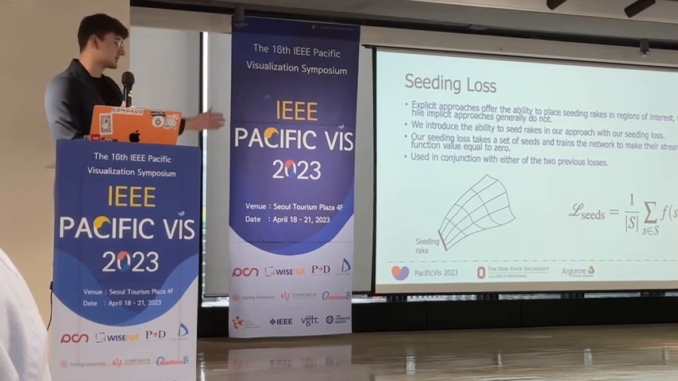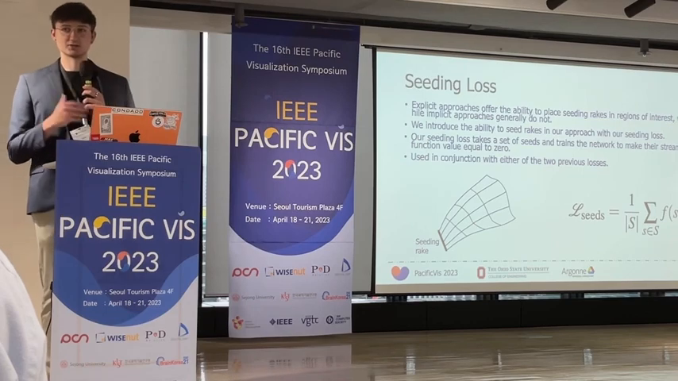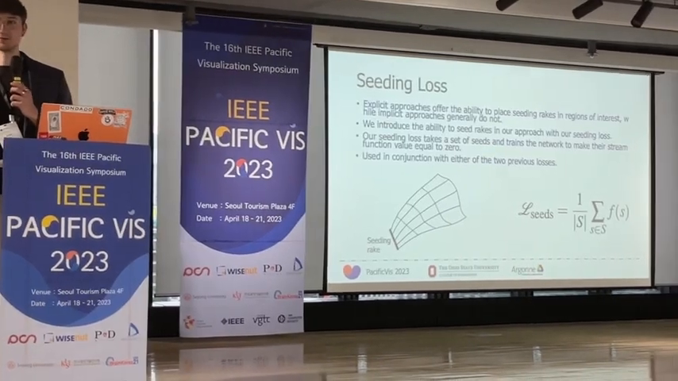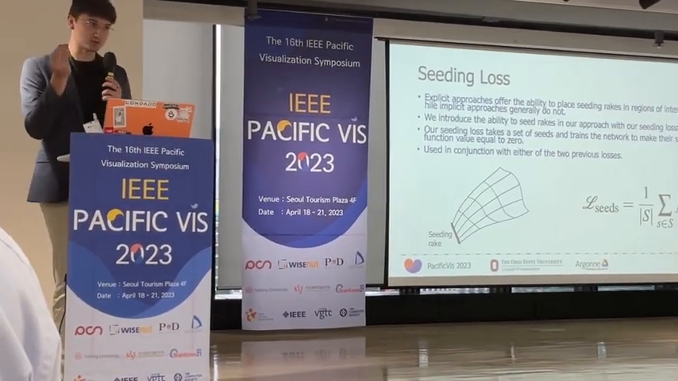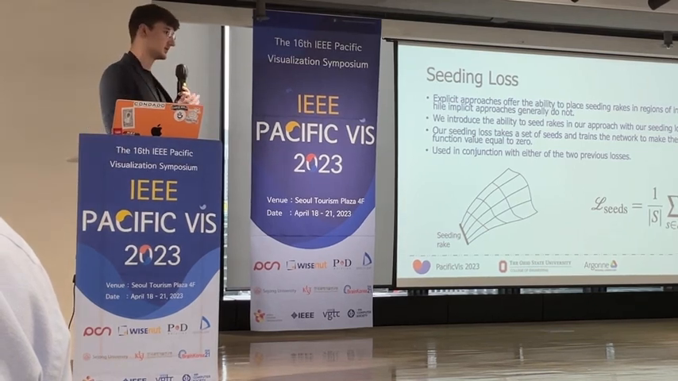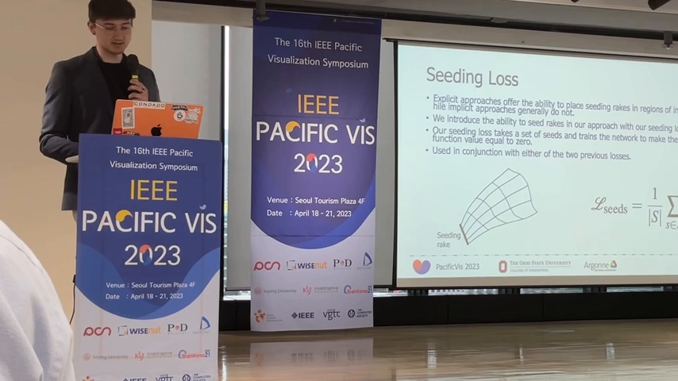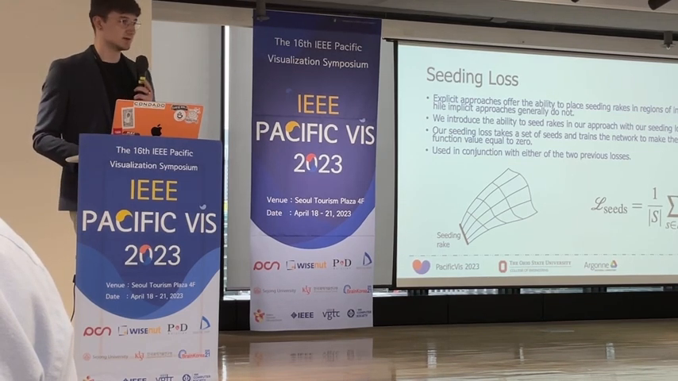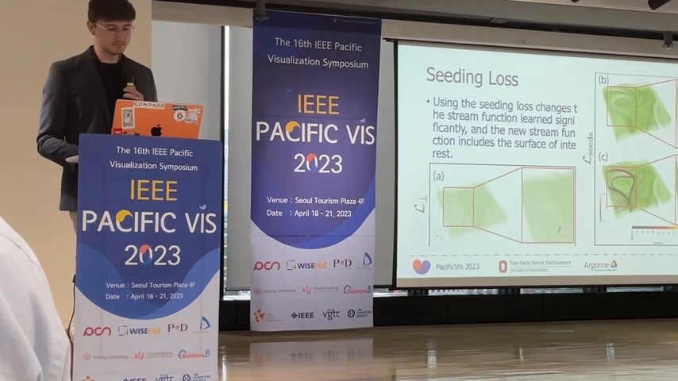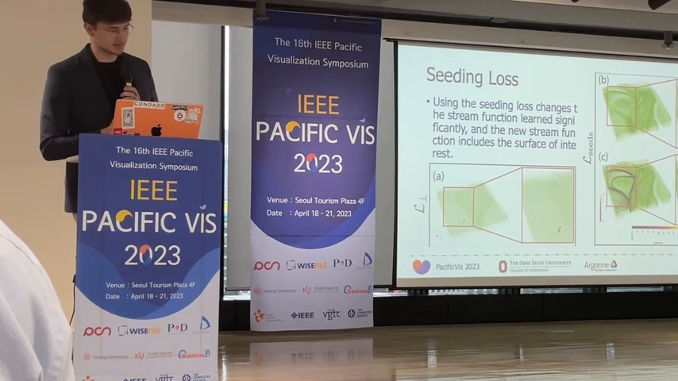We introduce a loss function here that essentially tries to train the network to force ISO value 0 to contain the stream surface going through your seeding rake of interest. So now, given a vector field and a set of seeds on the rake, we can train the network to generate a specific stream function with your surface in mind. And here we try that on the Isabel data set.